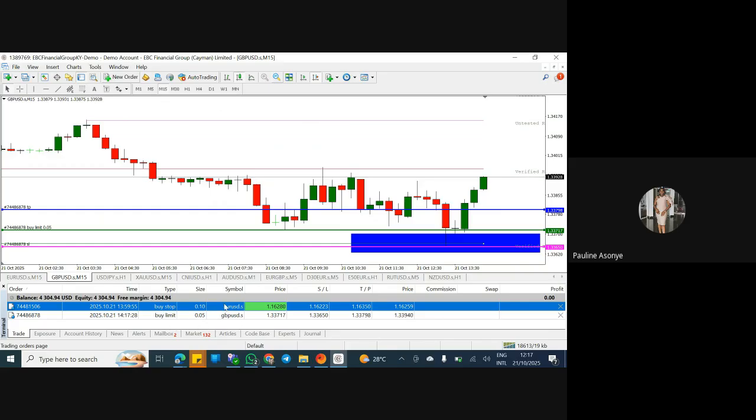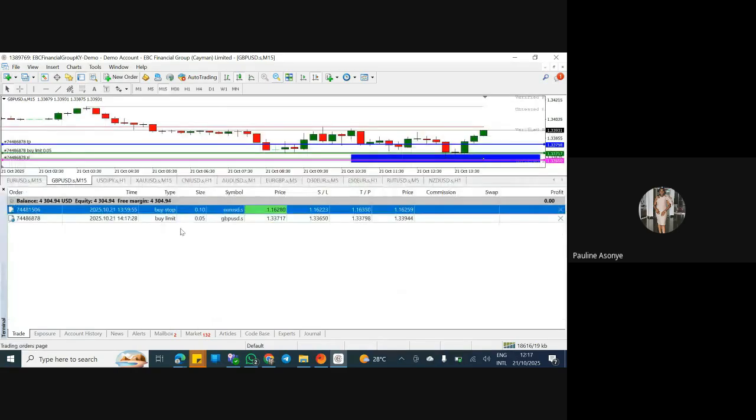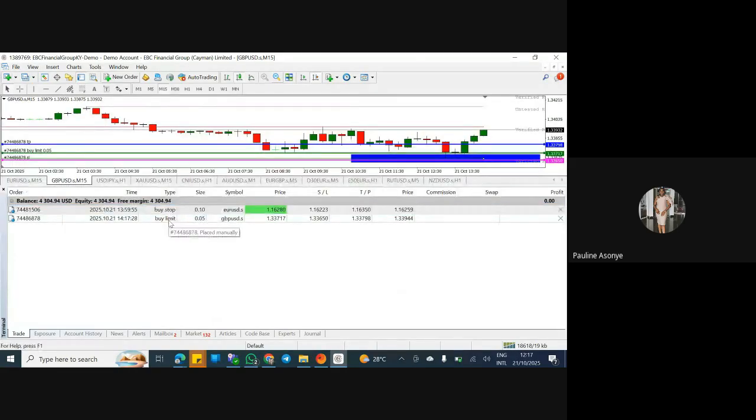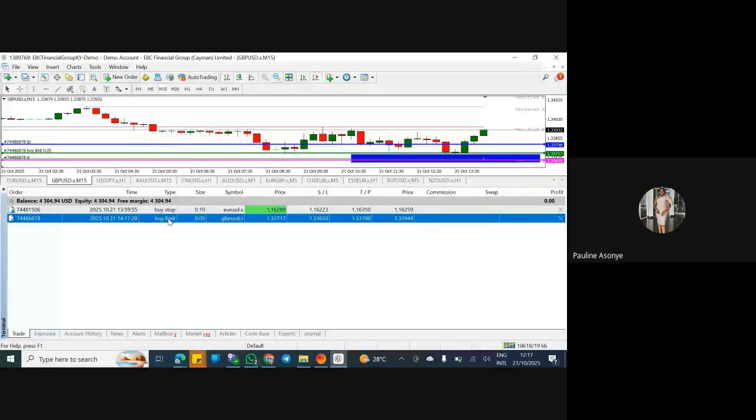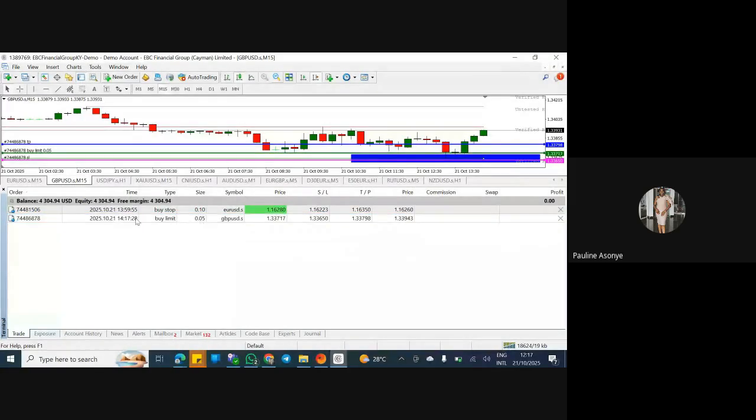Are you seeing what we have here? Let me increase this. We have a buy stop and we have buy limits. We have placed 2 trades. It's almost 1 o'clock, and if this does not trade, well, let me just close it. Just come here, delete the 2 of them, and it is done.